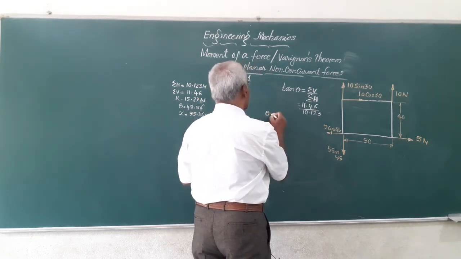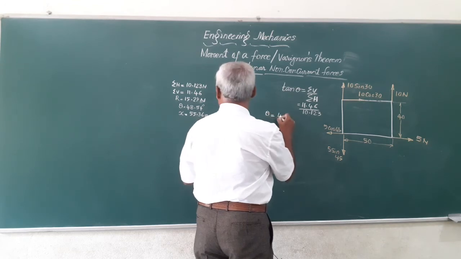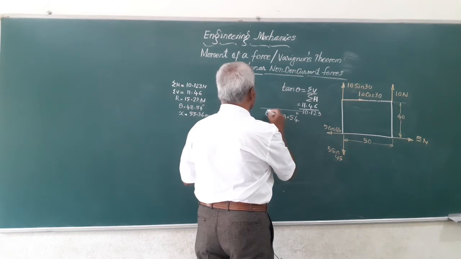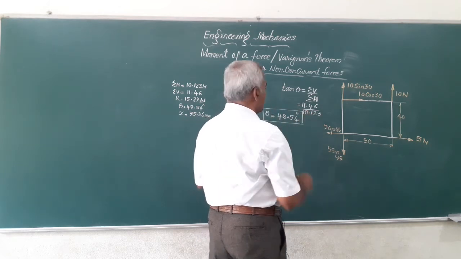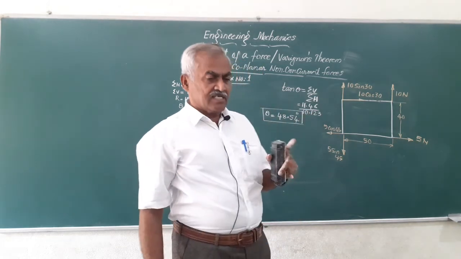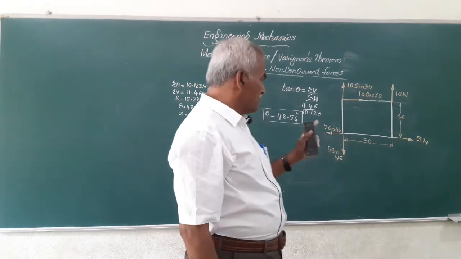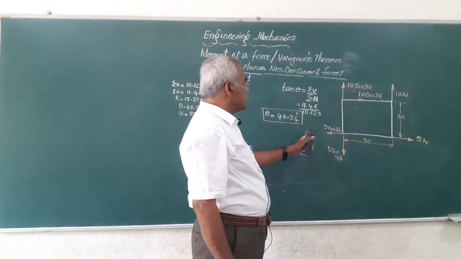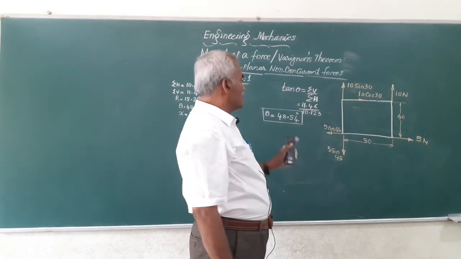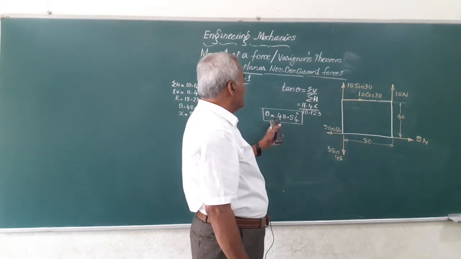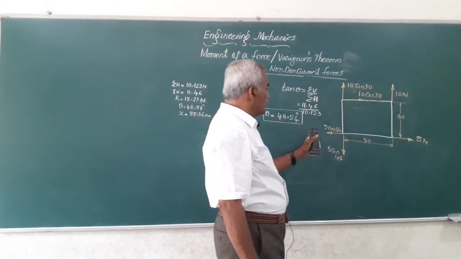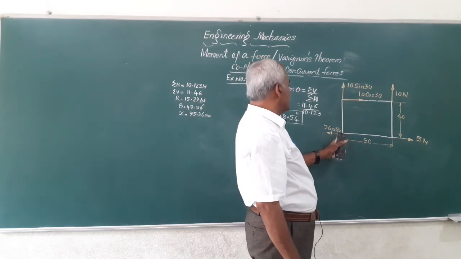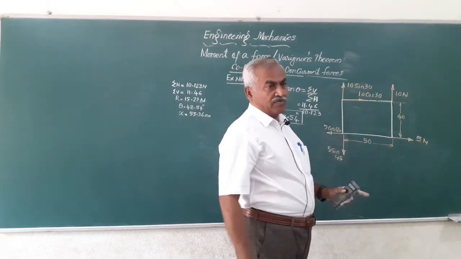So theta works out to 48.54 degrees. So friends, we are able to calculate the resultant, its magnitude, and also the direction where it is acting. This resultant acting at 48.54 degrees to the x-axis has to produce a moment.